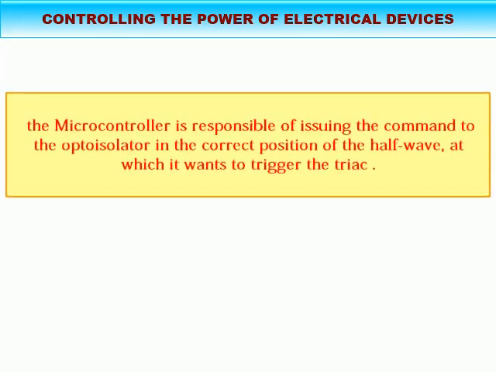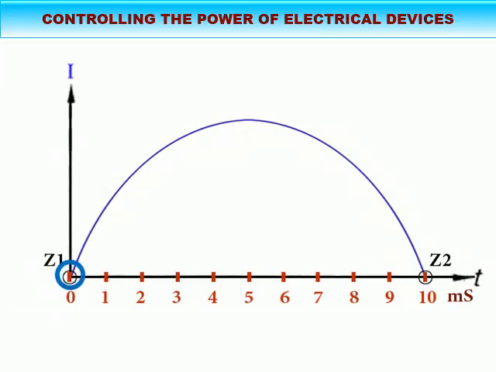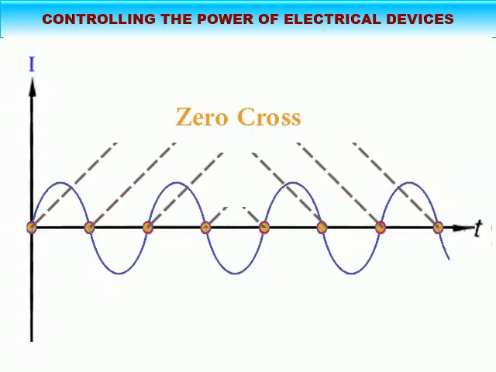What we want to say is that the microcontroller is responsible for issuing the command to the OPTOISOLATOR in the correct position of the half wave, at which it wants to trigger the TRIAC. For the microcontroller to be able to do this, it must be able to know when the half wave starts, so that it can decide for how long it must wait to reach the point at which the triggering command must be issued to the OPTOISOLATOR. Each half wave starts at the 0 point and ends after 10 milliseconds at the next 0 point, so the microcontroller should be able to detect the zero crossing points of the AC current wave. This is our next topic.